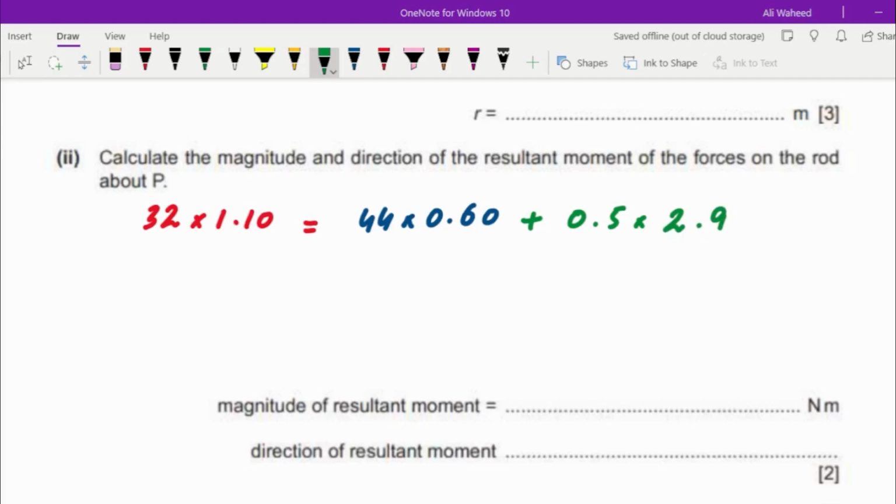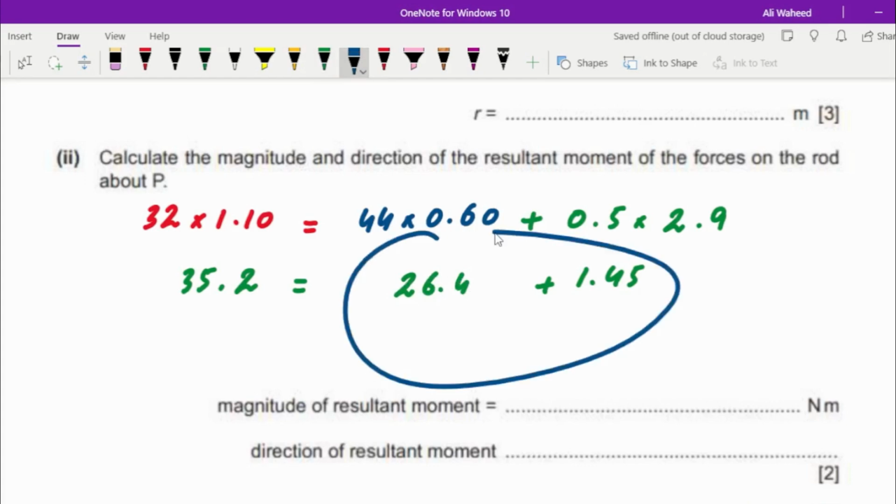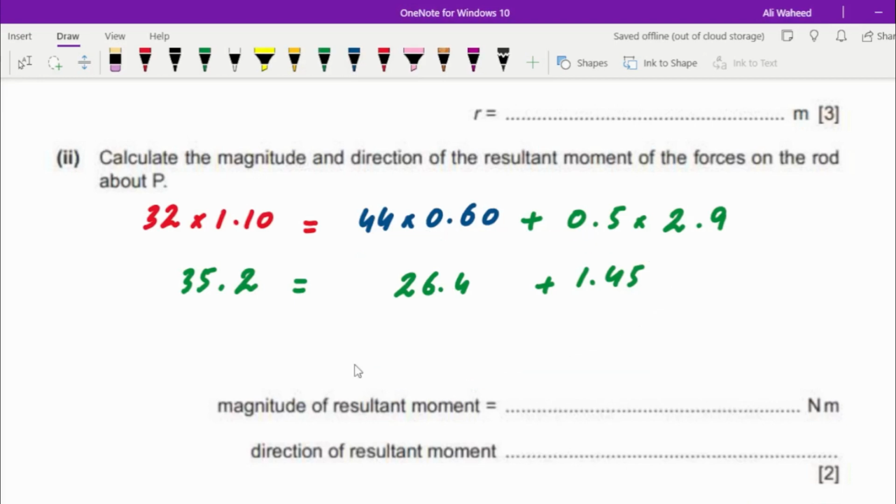Then we hit it on the calculator, the left side and the right side. On the left side we get 35.2, and on the right side we get 1.45 from here, plus 26.4 over here. Then you add these two, subtract it from 35.2, and the answer that you'll be getting is 7.35.